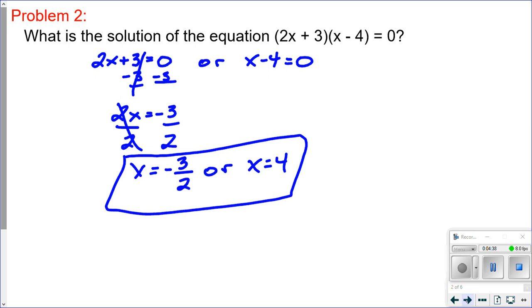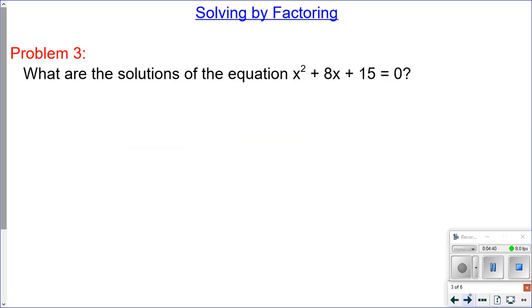All right, let's look at problem number 3. So this one's a little bit different because it hasn't been factored yet. So the first thing we're going to do with this is factor it. This is just a basic trinomial. So you're looking for two numbers whose product is 15 and whose sum is positive 8. So the product's 15 and the sum is positive 8.